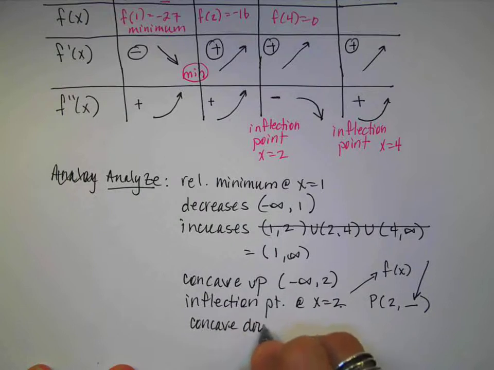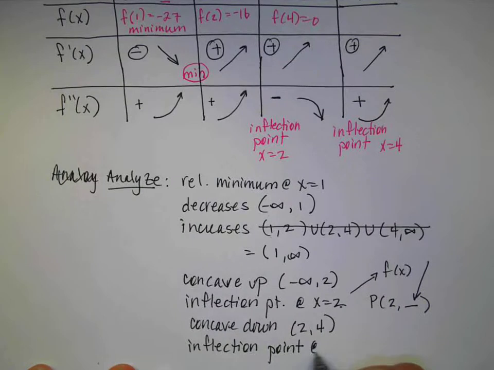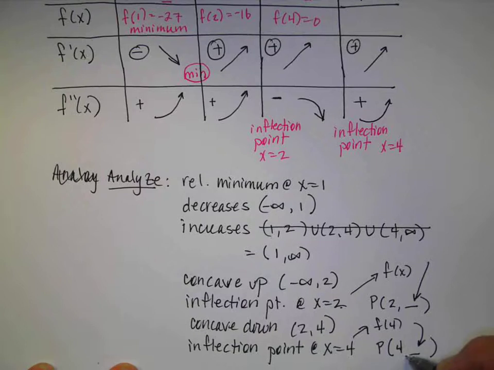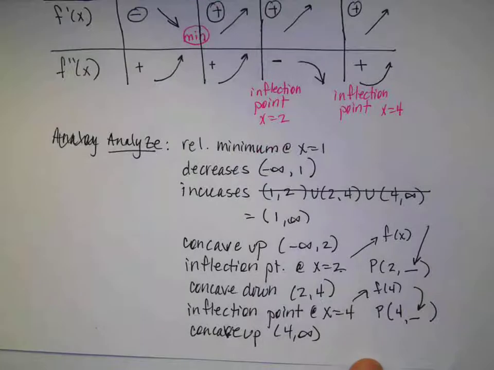And then I know that my function is concave down from the interval from 2 to 4, and I have an inflection point at x is equal to 4, okay? And again, if I wanted to find the value of the inflection point, then I would run the 4 through the function. So I would do f of 4, and then that value would become the y value for the inflection point. And then I know that my function is concave up from 4 to positive infinity.